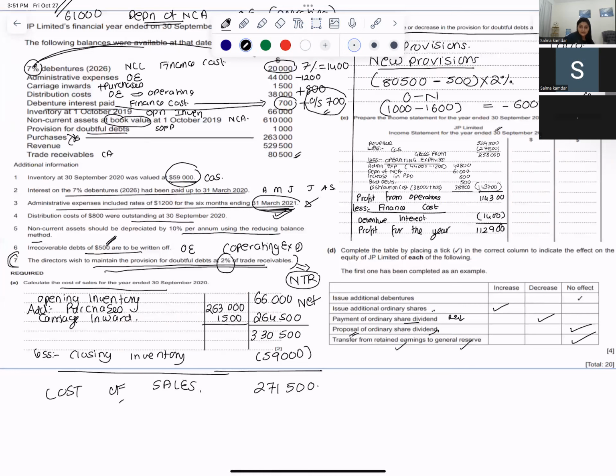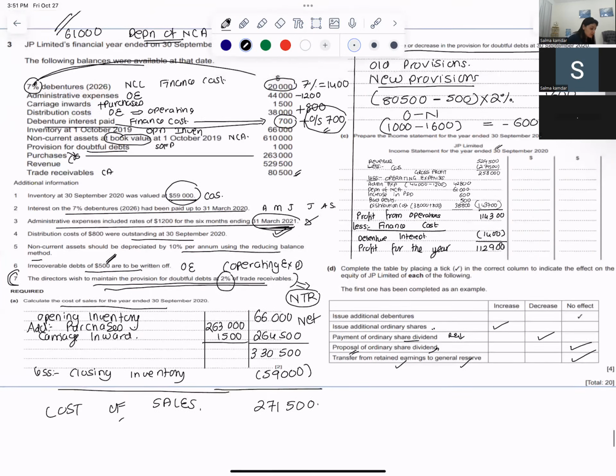Okay, so this completes the sum of JP Limited.